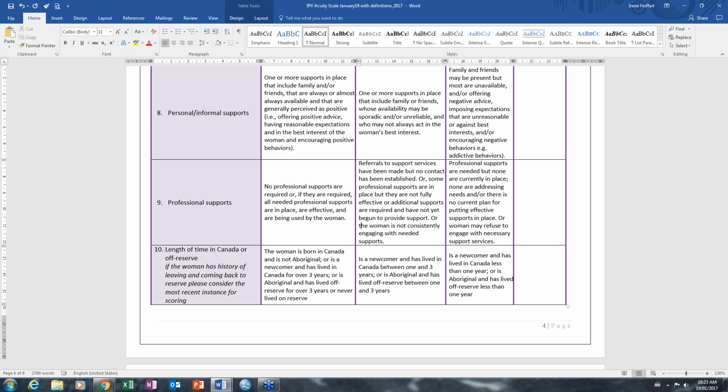For number 10, length of time in Canada. What if a woman has been in Canada 3+ years, but due to domestic violence, they are so isolated they aren't aware of Canadian culture or haven't adjusted? In this case, should they be scored higher, or should this information be captured somewhere else? Yeah, good question. So information should be captured somewhere else.